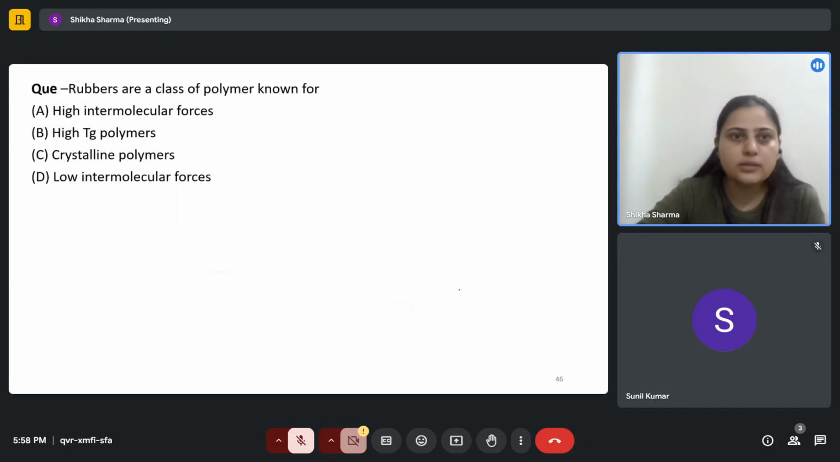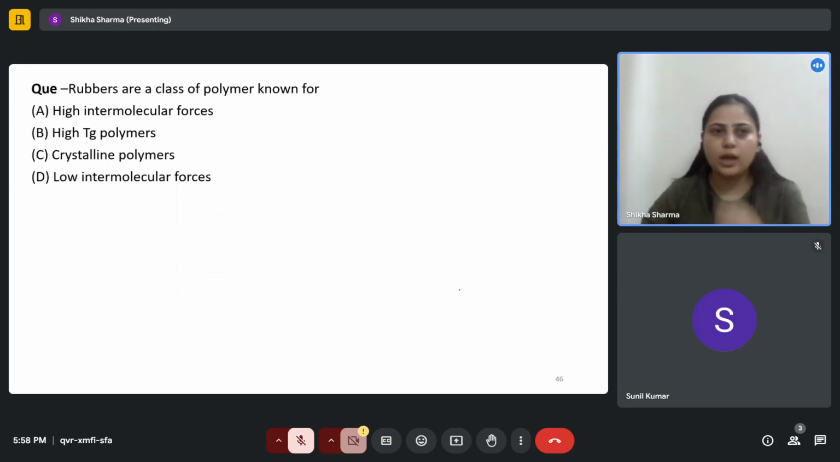Next is: rubbers are a class of polymers known for high intermolecular forces, high Tg, crystalline polymers, or low intermolecular forces.